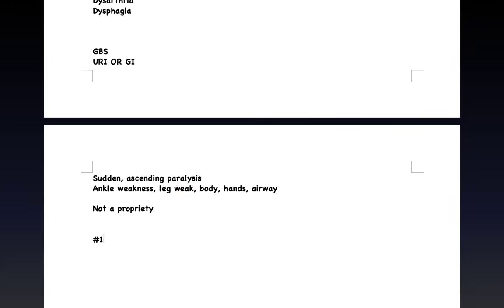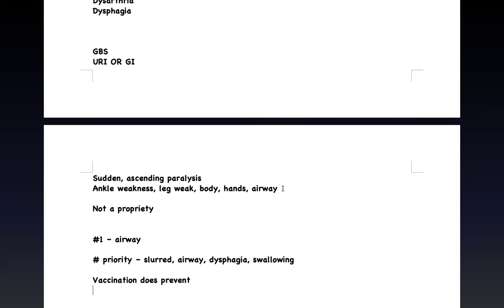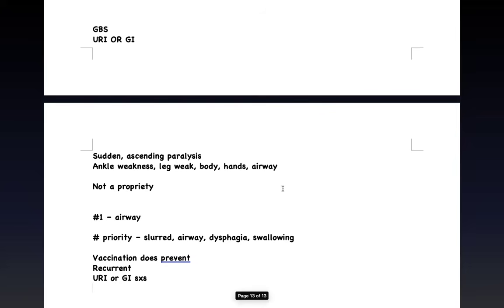What is your number one? Protect your airway. Therefore, what is your priority? If they have slurred speech, airway issue, dysphagia, swallowing problem, that's the thing. Teaching, you tell them vaccination does not prevent this. They can have recurrence, so they should let the doctor know if they have URI symptoms or GI symptoms.